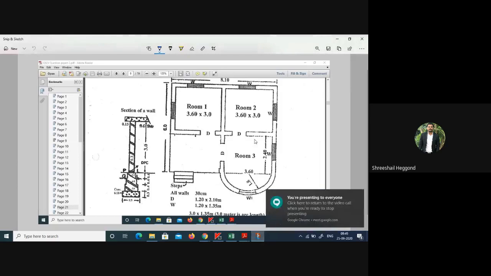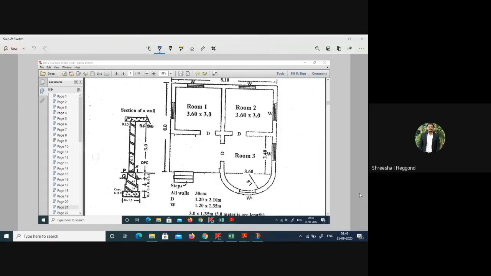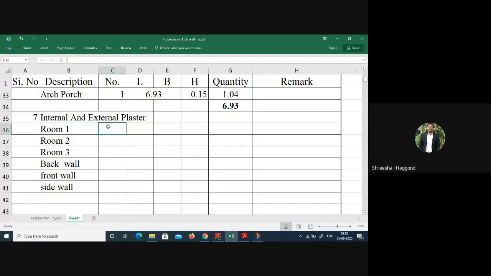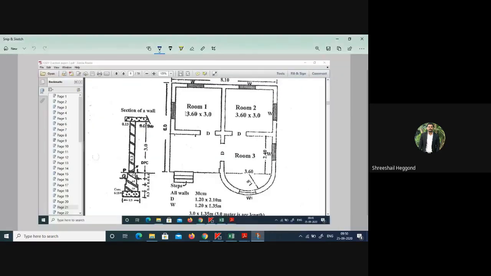Numerical which is having curved wall. Up to slab we have calculated in the last class. Today we need to calculate for plaster. That can be done by considering each room's dimensions. Number can be written as 1. Room 1 dimensions are 3.6 by 3 meter.